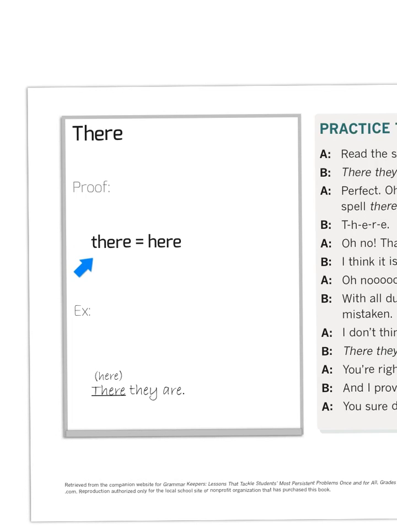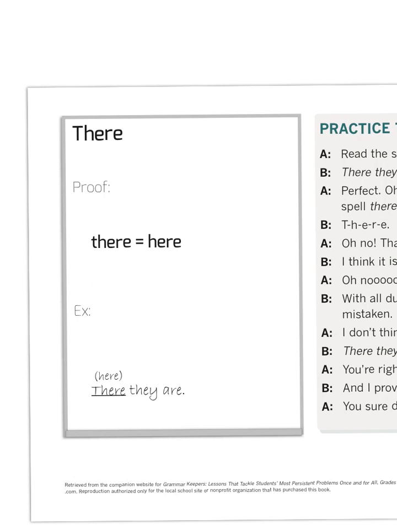Well, I love this one. This one's one of my favorites because the proof for the word there is the word here. And what's really cool about that is I can just take off the first letter of the word there, and then you can see that I have the word here as my proof. And it's just kind of a cool reminder, right?